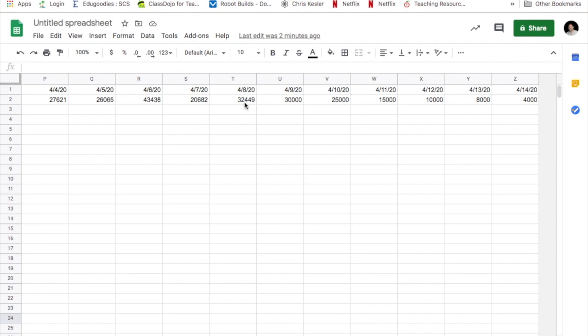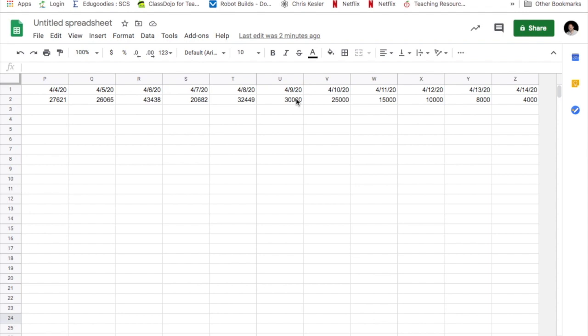So 32,449 is already a downward trend. It's higher than 20,000 here, but it's already a downward trend from 43,000, which was the peak. So let's continue that trend. Let's jump down about 2,000 more for the next day. So put 30,000 in here. Here I went 25,000. Then I jumped down to 15, then 10, then 8, then 4. So at this point, I am quite literally flattening the curve. Okay? So we're bringing the numbers down per day, and we're flattening the curve.